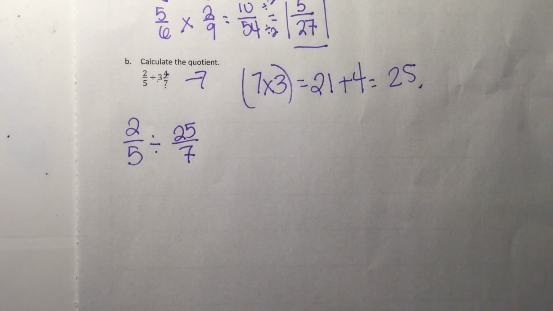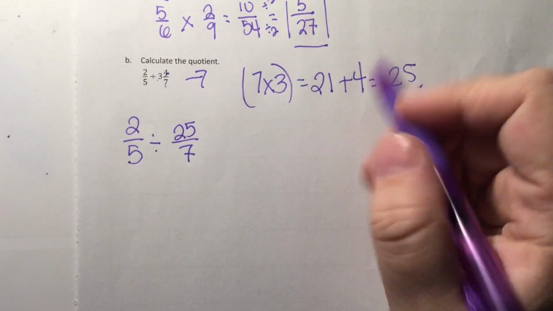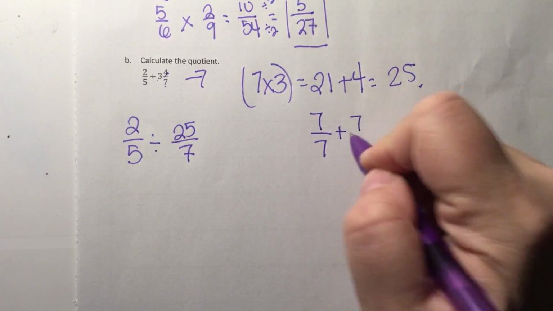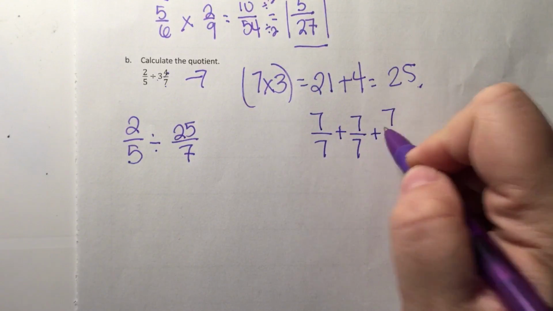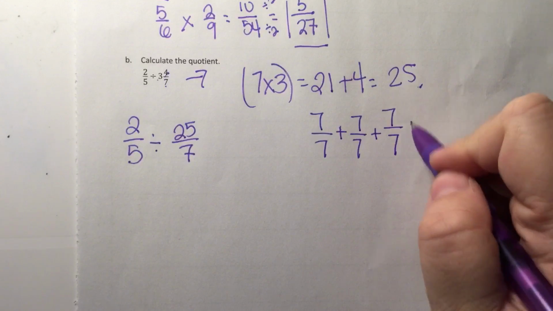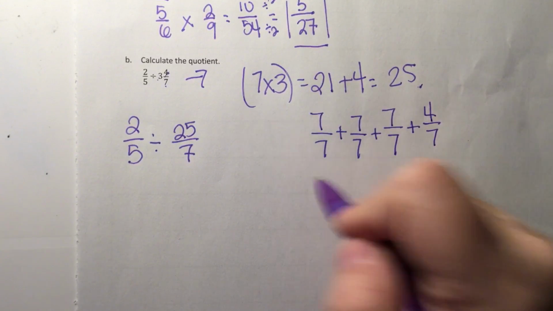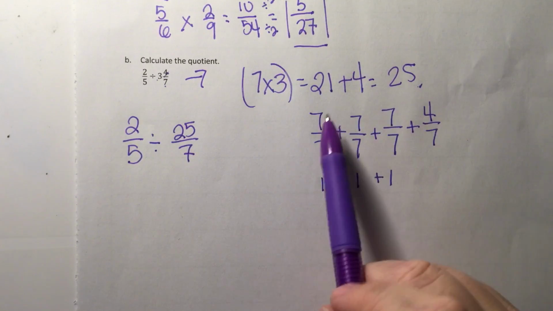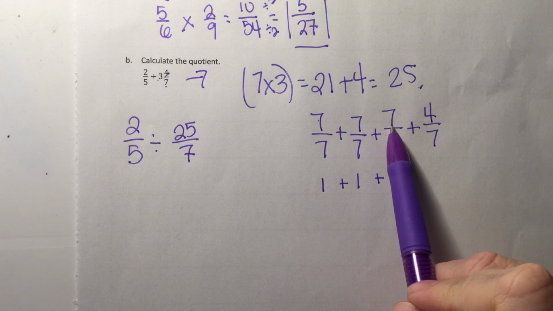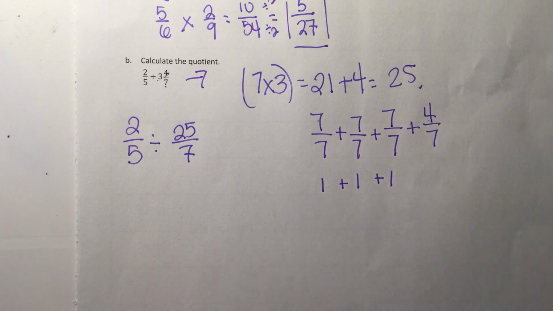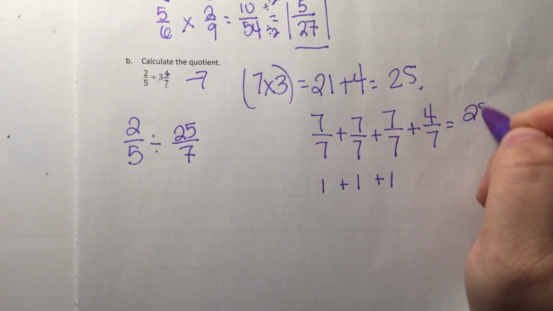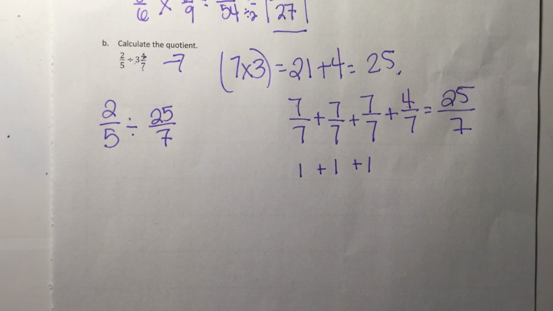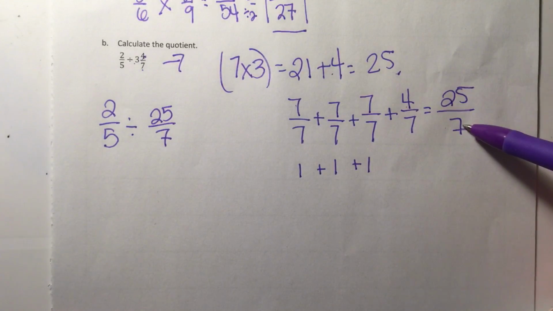You can also think of it another way. You have 3 4/7, so you have 7/7 plus 7/7 plus 7/7 plus 4/7. Here's my 1, 1, 1. So 7, 7, 7, that's 21, plus 4 is 25. If you need to break it down that way, I have no problem with that. Just show me your work, whether you do it this way or this way.